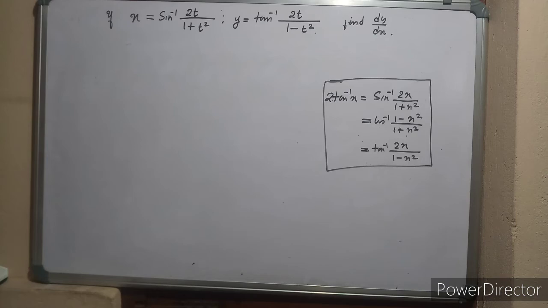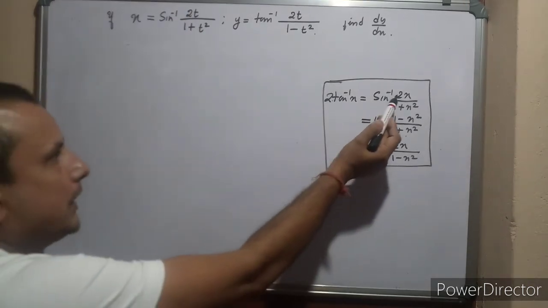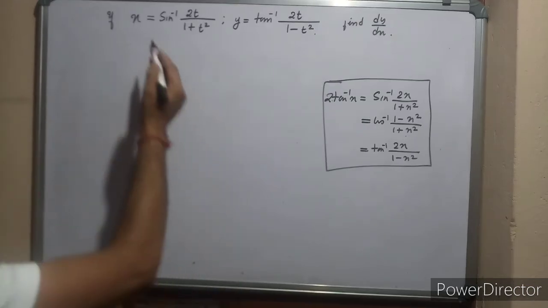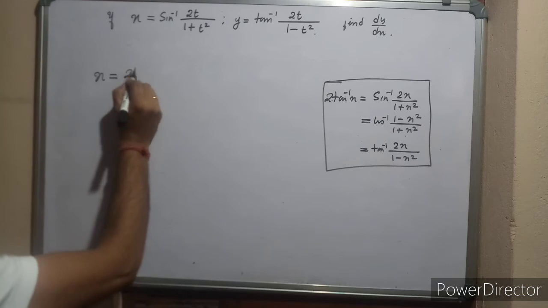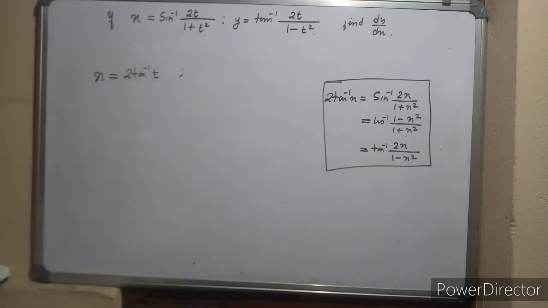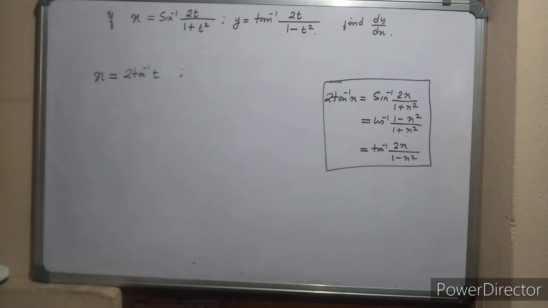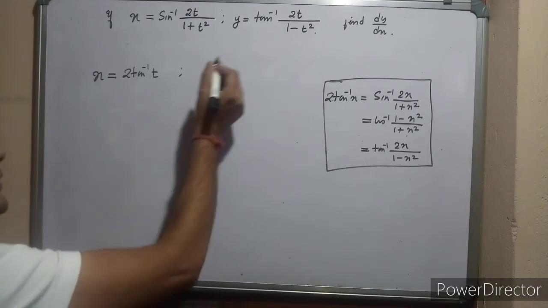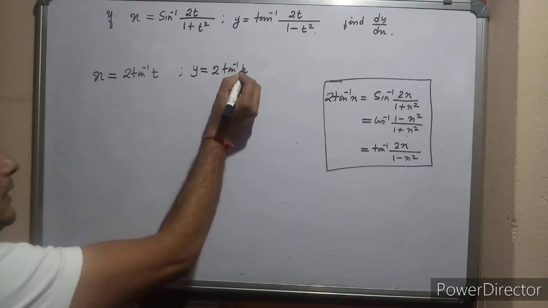Now 2 tan inverse x we can convert in terms of sine inverse, cos inverse, and tan inverse. In the same way, using the formula, sine inverse 2x over 1 plus x square is 2 tan inverse x. Similarly, x equals sine inverse 2t over 1 plus t square, which is 2 tan inverse t. In the same way, y equals tan inverse 2t over 1 minus t square. Tan inverse 2x over 1 minus x square is 2 tan inverse x, so similarly we can write y equals 2 tan inverse t.